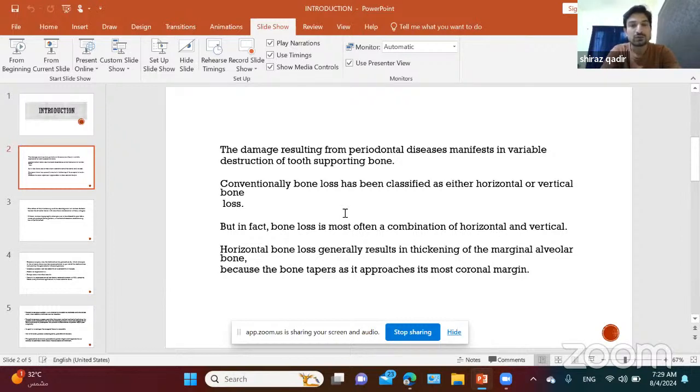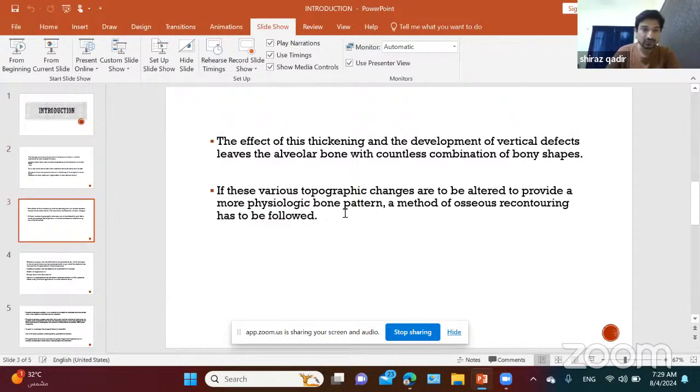Okay, so horizontal bone loss generally results in thickening of the marginal alveolar bone because the bone tapers as it approaches the most coronal part. So this thickening and the development of vertical defects leaves the alveolar bone with countless combinations of bony shapes. If these various topographic changes are to be altered to provide a more physiologic bone pattern, a method of osseous recontouring has to be followed.